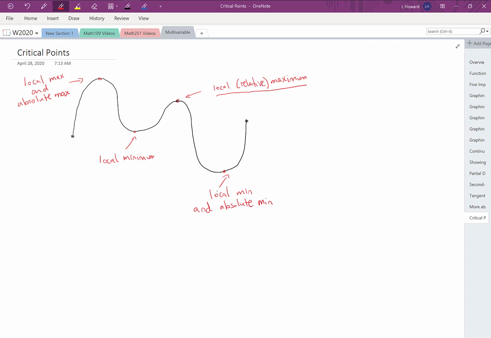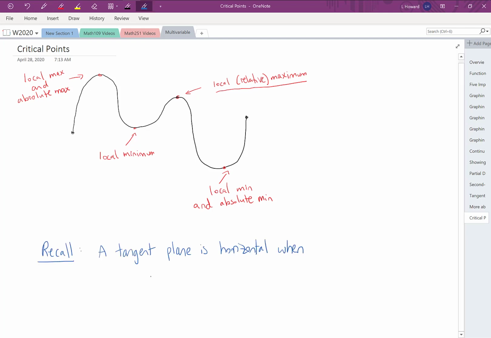So hopefully that terminology is familiar to you from your first calculus course, and we're going to build on that from there and look at critical points on multivariable functions. So let's recall from one of our previous videos on tangent planes that we were able to identify the points where the tangent plane is horizontal. We said that a tangent plane is horizontal when both z sub x and z sub y equal 0. So that fact is going to motivate us to define critical points for multivariable functions in a moment, and then we'll be able to draw a picture from there.